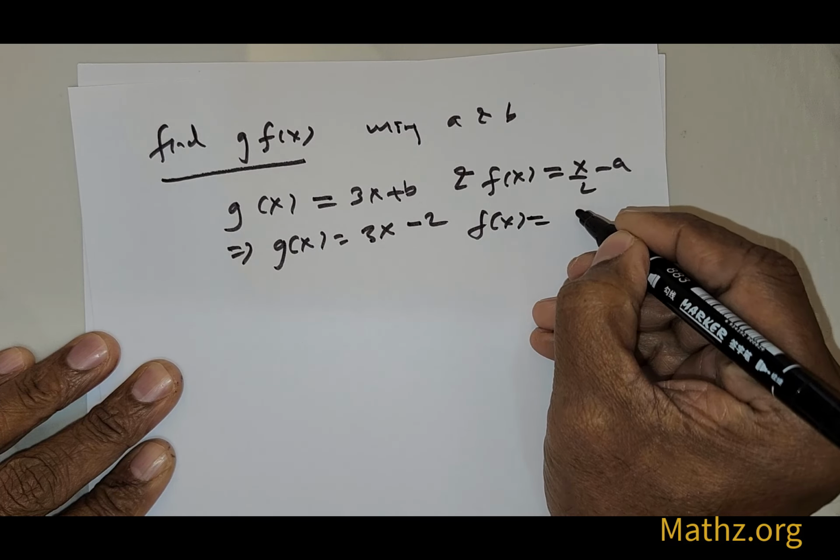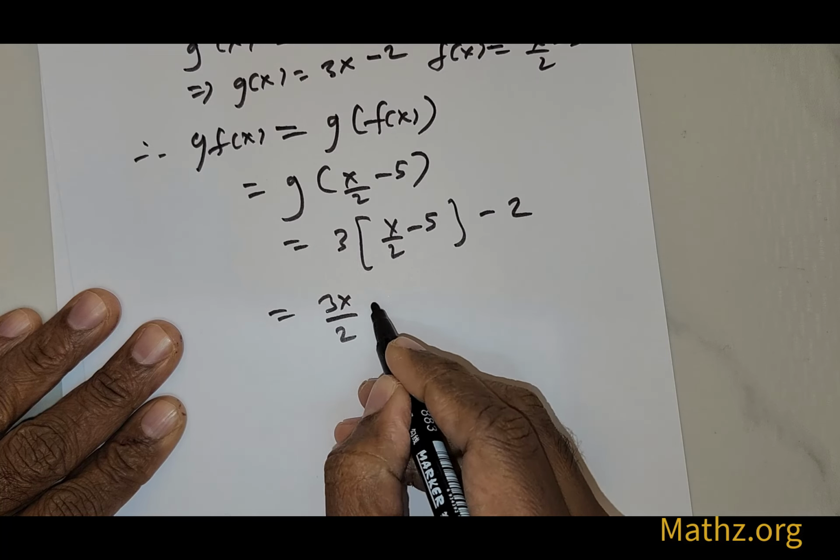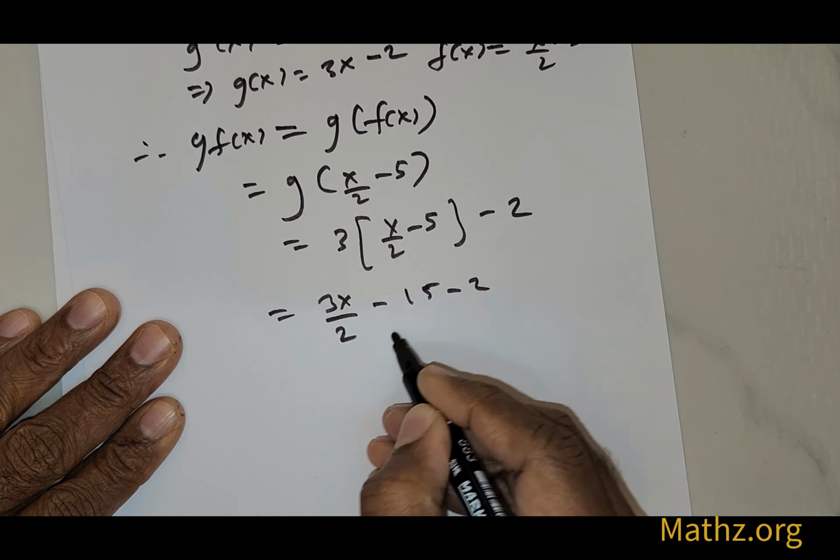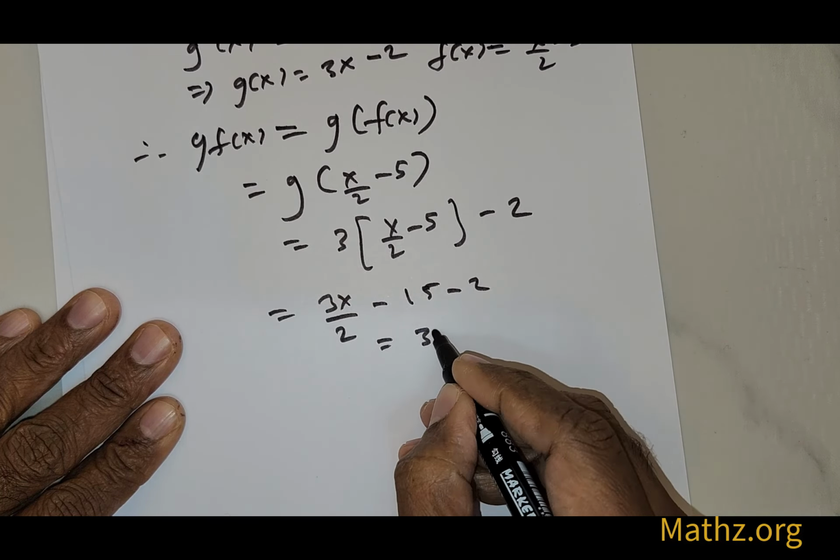Now therefore g f x is nothing but g of f of x, which is g of x over 2 - 5. My g of x is 3x - 2. So this in turn is going to be 3 times (x over 2 - 5) - 2. So distribute 3. This would give me 3x over 2 - 15 - 2, which is going to be 3x over 2 - 17.